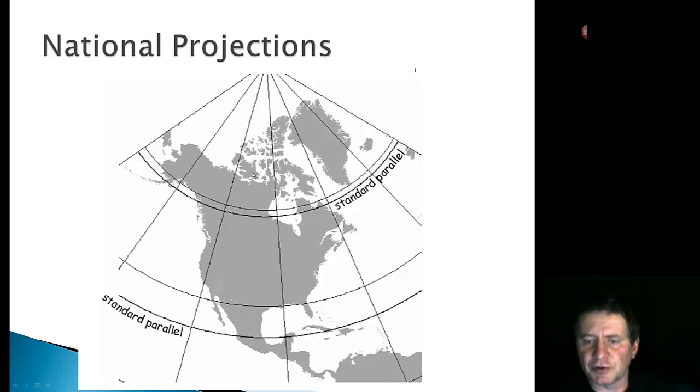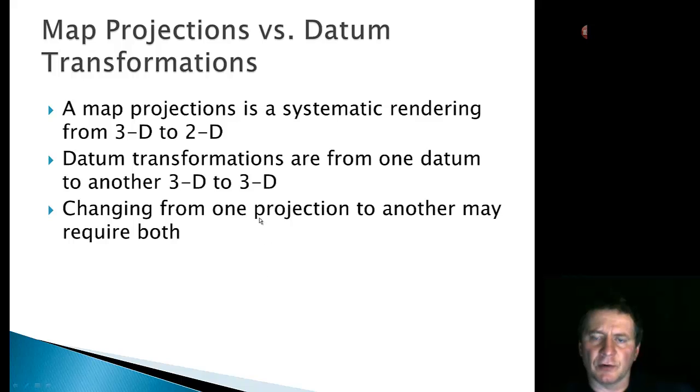Nationally, the United States has its own standard parallel for projections, which defines the distortion amount around the United States in terms of how it's projected as an image. So we've got to render these 3D things down to a 2D map, and datum transformations give us a 3D to 3D, and if we want to go from one projection to another, we may need to both change how the projection is oriented and also change from one datum to the other.